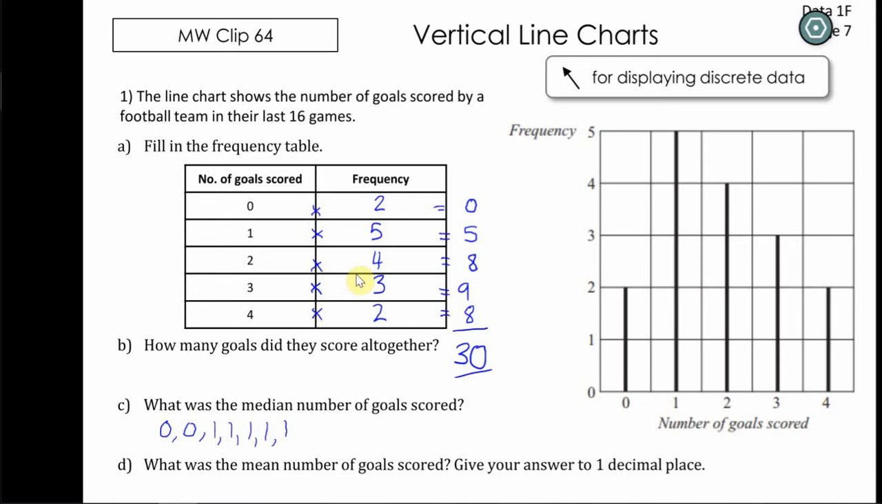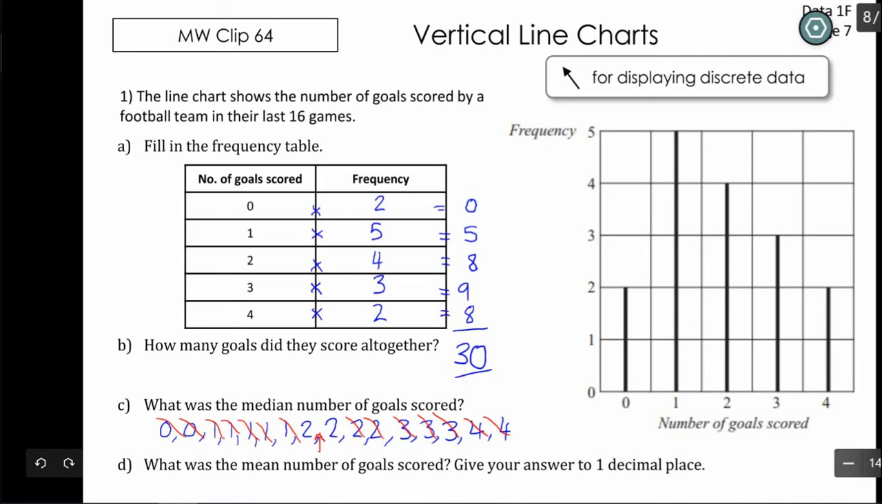I'll do it anyway just to show you that the median is given by this way of doing it. 2 goals happen 4 times, 3 goals happen 3 times, and 4 goals happen twice. So crossing off from either side, you can see that we're left with 2 numbers in the middle, and between those would also be a 2. So the median number of goals scored was 2.